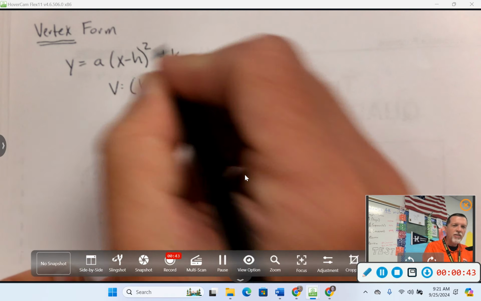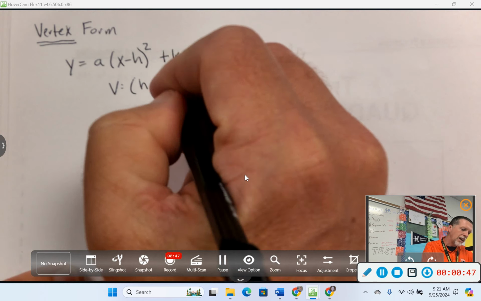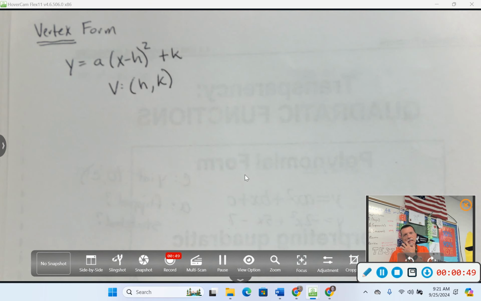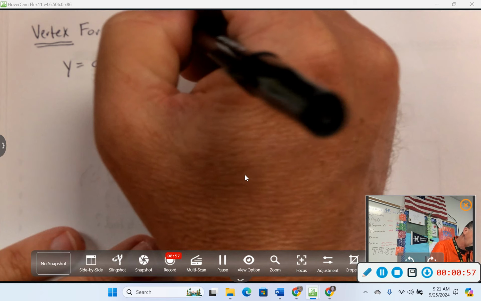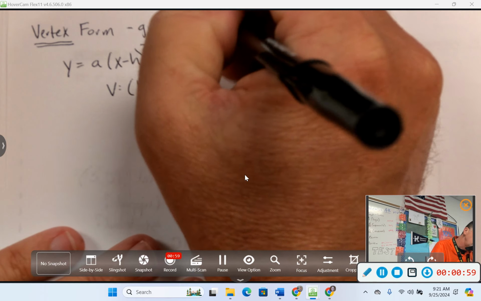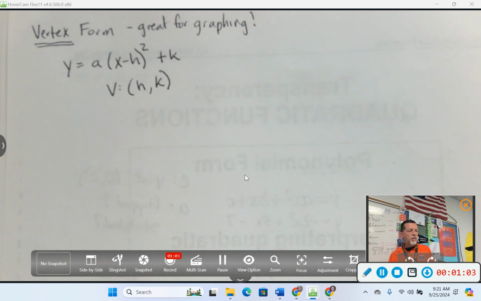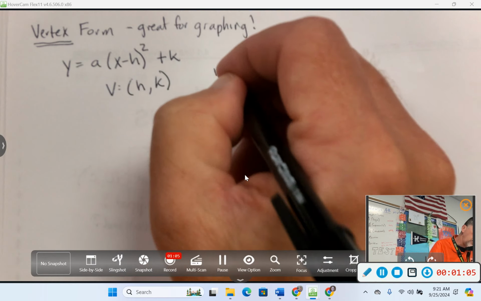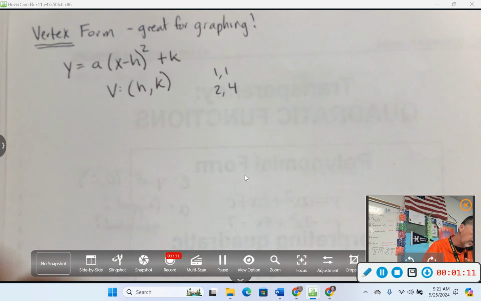So x minus h would go right h, plus k would go up k. So it just gives you your vertex pretty much right away. So we like that form. It's great for graphing, because go to the vertex, and then you know the 1, 1, 2, 4, and use the a thing.